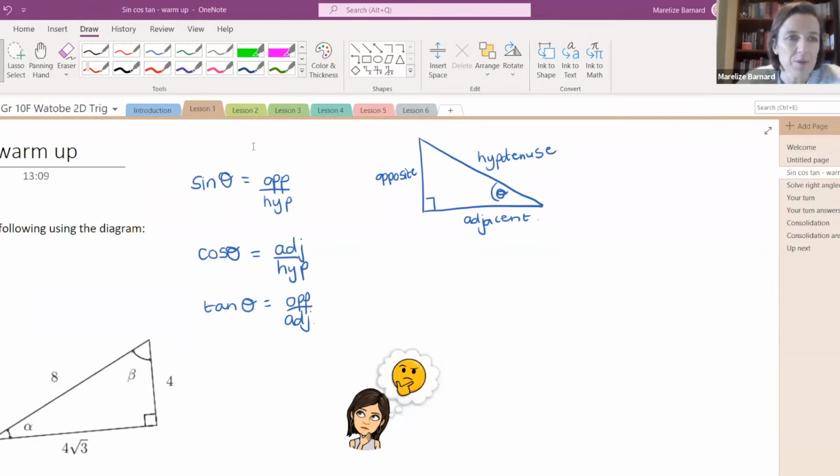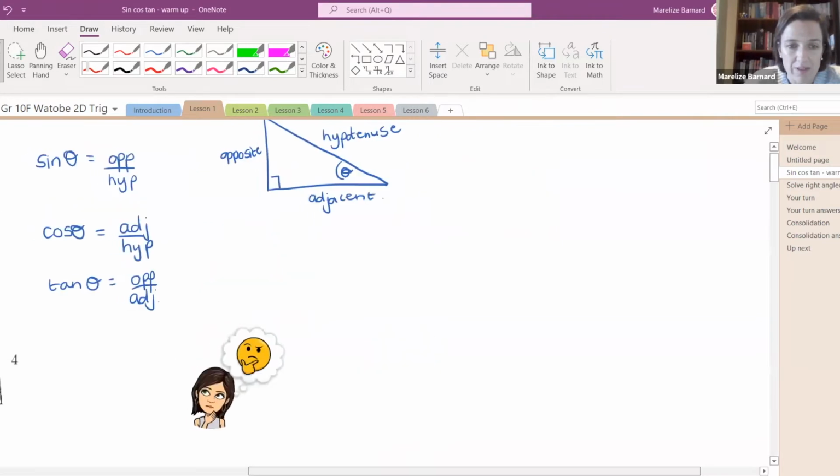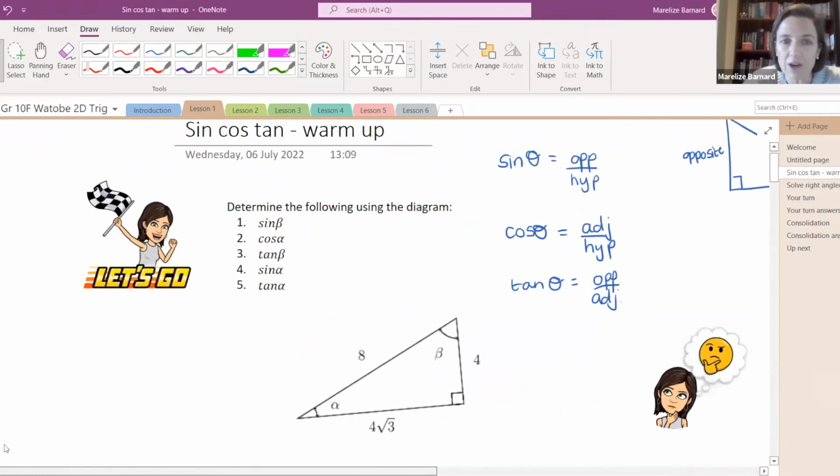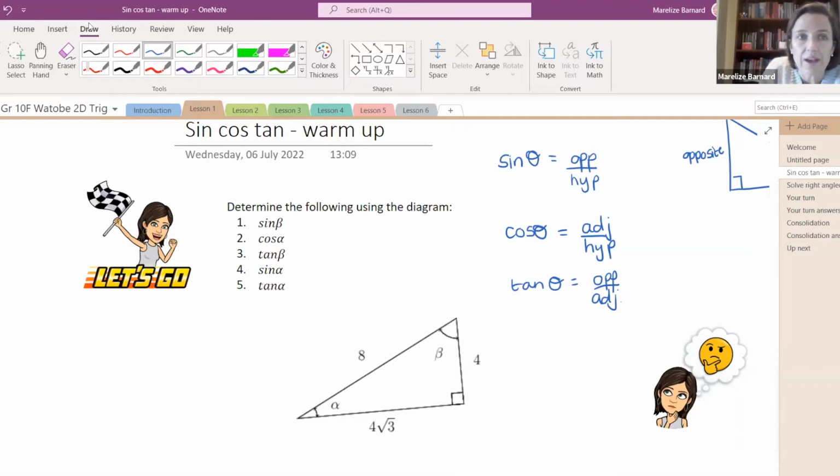Okay, so most people are giving thumbs up. Okay, good stuff. All looks good. So let's see how well you remember this. And we're now going to practice it in this diagram. Using this diagram here, determine the following using the diagram, okay? So sine of beta, I'm going to do the first one with you, and then I want you to do the others on your own.